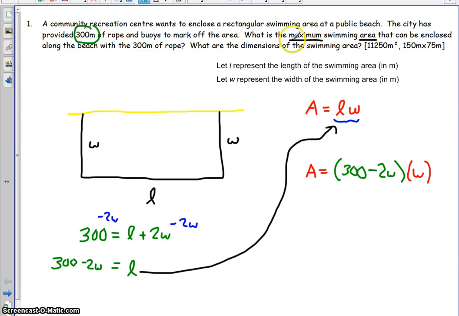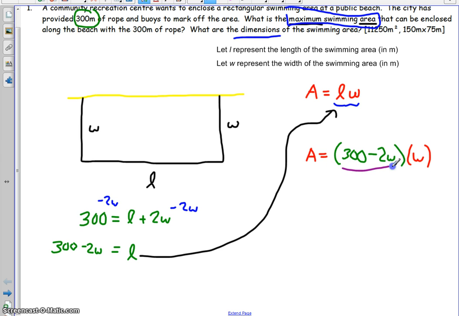So it asks for the maximum swimming area, which is the optimal value, and it asks for the dimensions of the swimming area, which means we're going to need the axis of symmetry. So we're going to need everything to do with the vertex on here, so we're going to have to find the zeros. So to find our zeros, again, look at each factor here, set equal to 0 and solve. So we have 300 minus 2W equal to 0. And this one's a little bit easier. It's just simply W equals 0. So that one's already done, thankfully.